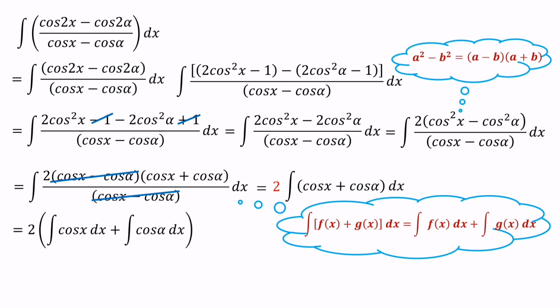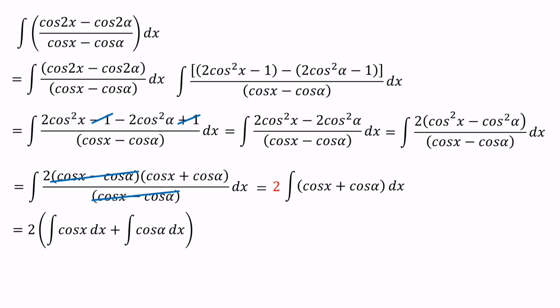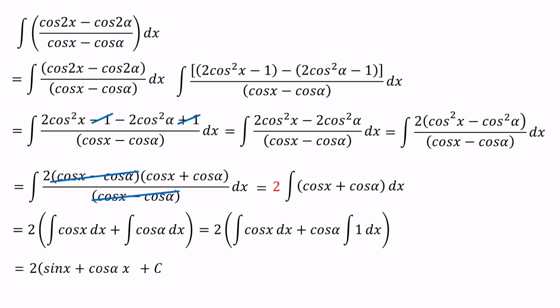We know alpha is a constant, so cos alpha is a constant. So we can write cos alpha outside the integral. Then we can write integral cos x plus cos alpha into integral 1 dx. So we get as the final answer 2 times [integration of cos x, which is sin x, plus cos alpha times integration of 1, which equals x]. So 2 sin x plus cos alpha into x is the final answer.